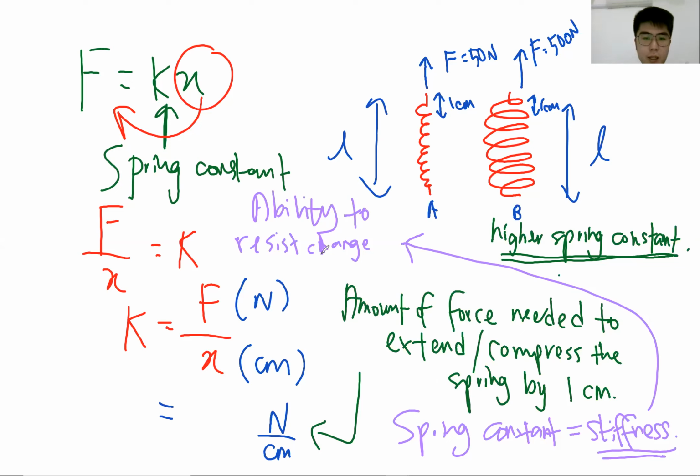Okay, so this is the stiffness. Now think of spring constant like stiffness. Now next, spring constant, for example, how do I find it? From the graph, you have F versus X, right?